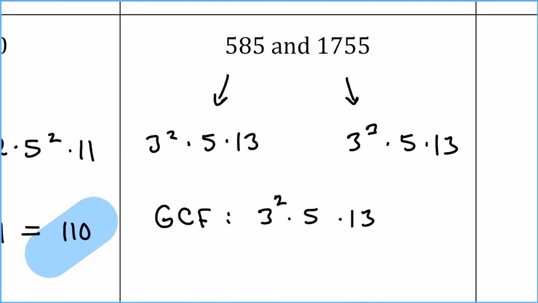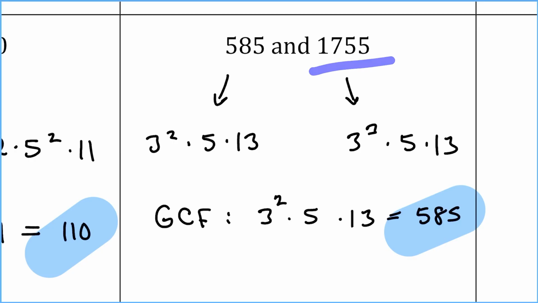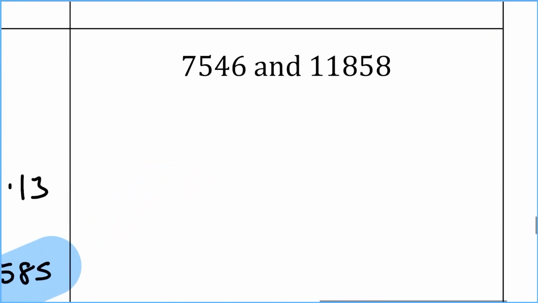Good, 3 squared times 5 times 13. I'm just typing that into a calculator, times 5 times 13, and that gives me 585. Oh, there you go, 585. So again, we have another example here where one of the numbers themselves was the GCF, right? And that is because 1755 is divisible by 585 already. All right, here we go. Last one on this page.